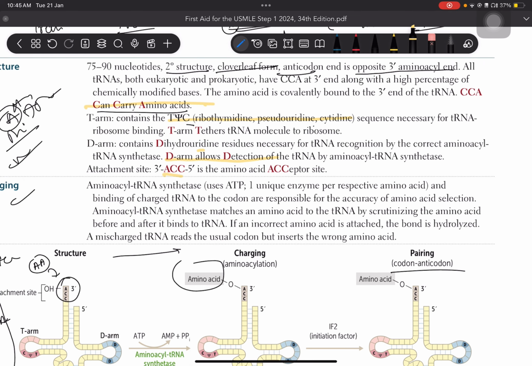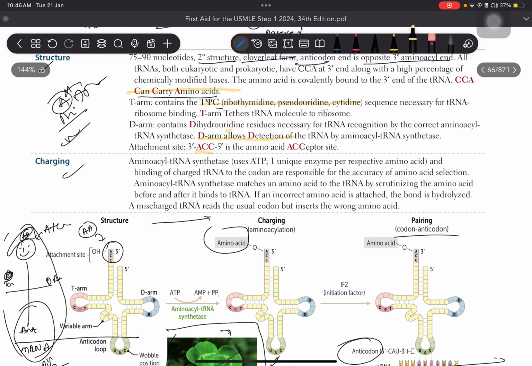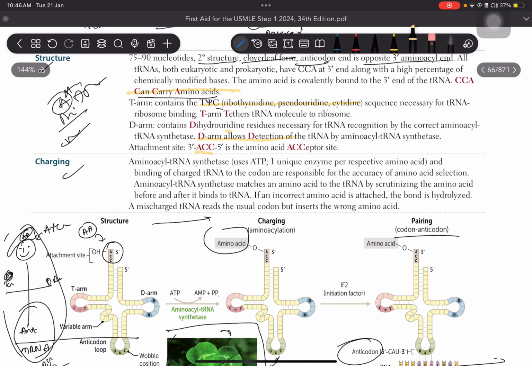This is a mnemonic: the T site, D site, A site, and anticodon site. The amino acid is carried at the acceptor site. So basically you have 4 sites, like the 4 directions. Now we will go into the charging.